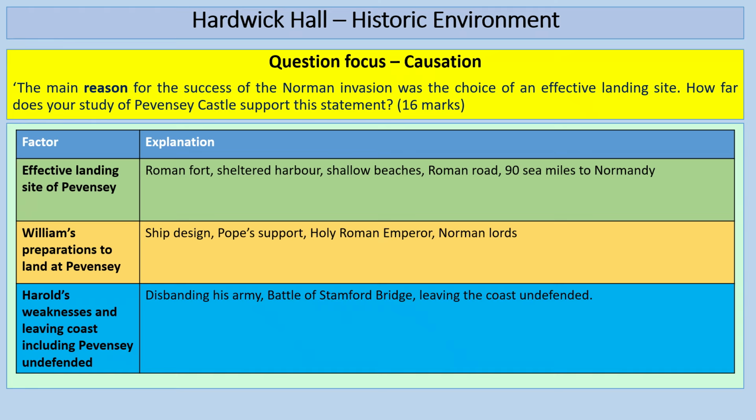In terms of William's preparations, we're really going to focus in on ship design and link that to how important that connects with Pevensey. But we can also talk about the Pope's support, the Holy Roman Emperor, and how he gets Norman lords on side, how he prepares his armies.